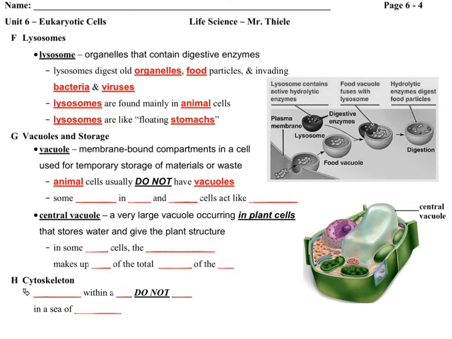Animal cells usually do not have vacuoles, although they will have food vacuoles, but they don't have the larger vacuoles that we'll talk about. Some vacuoles in plant and fungal cells act much like lysosomes, so they will have a sort of digestive function as well. Now there is one specific specialized type of vacuole we will talk about, and that is a central vacuole. This is a very large vacuole that occurs in plant cells, and you can see it over here on the picture to the right.